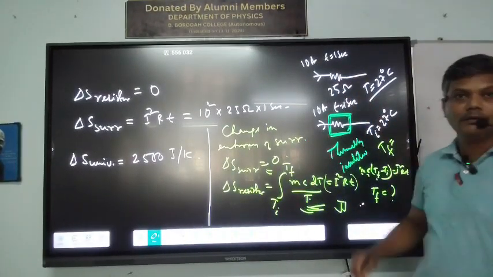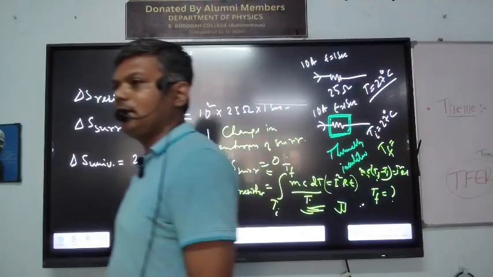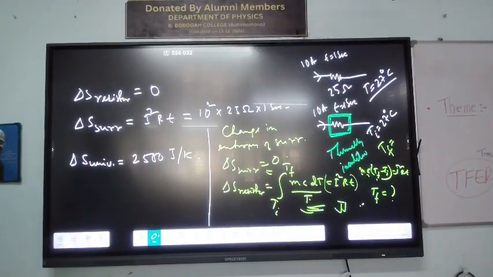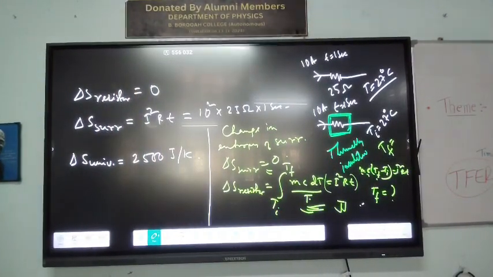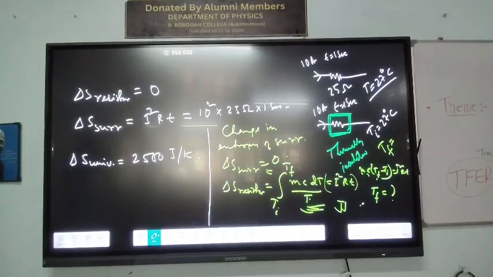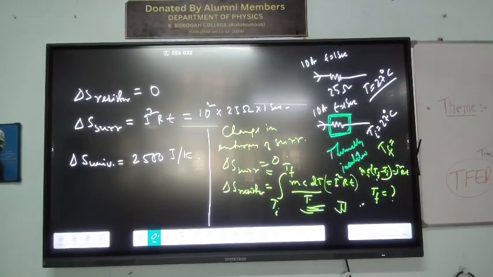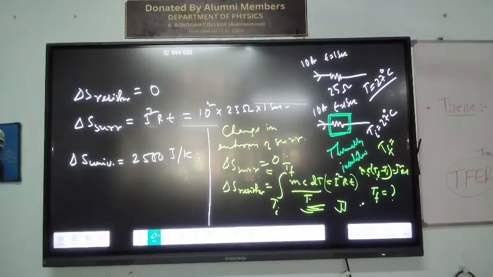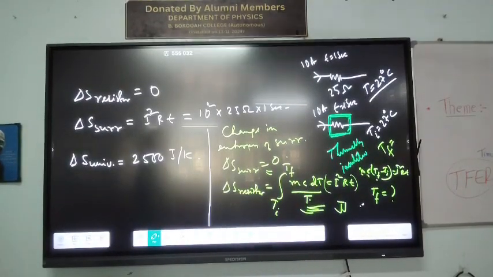M is 1 kg. Mass 1 kg resistor. Okay? So you do this one. And this is my second example. Practical. You have to do practical also.